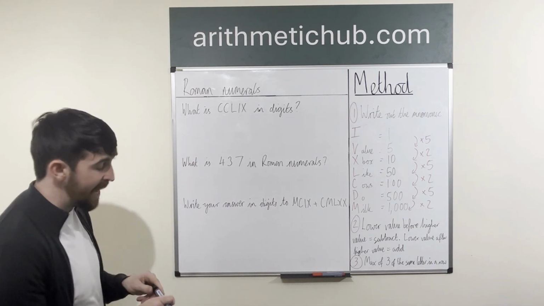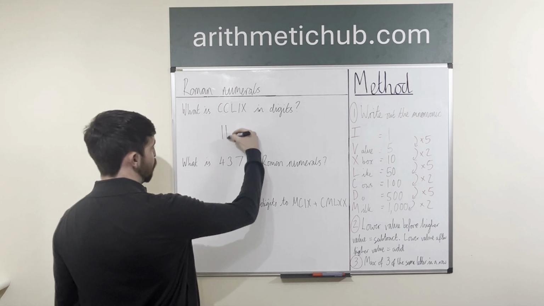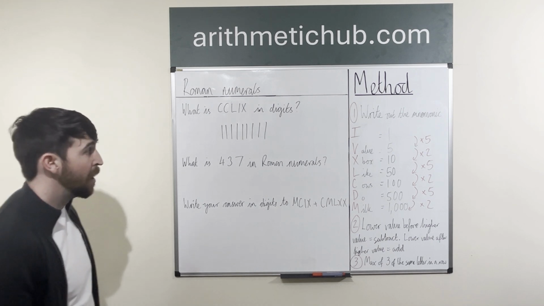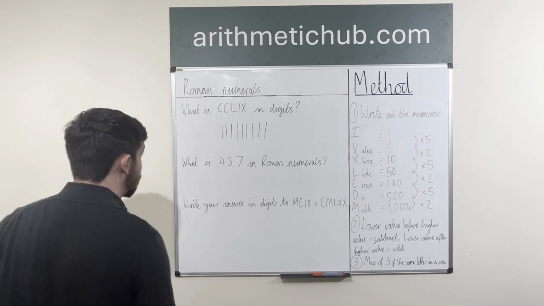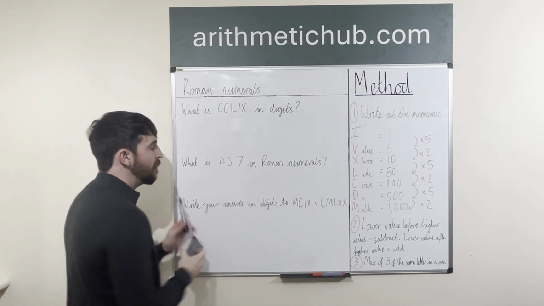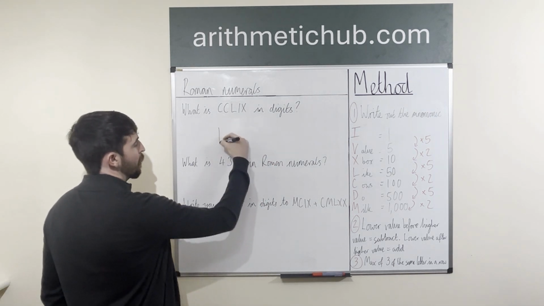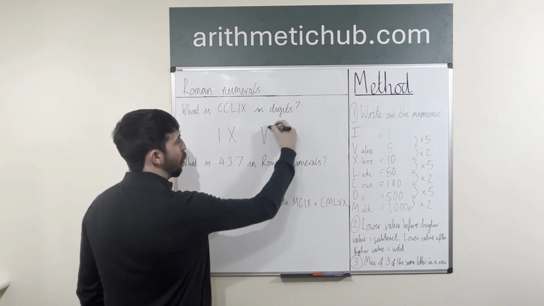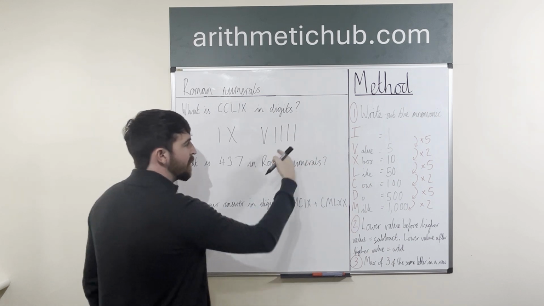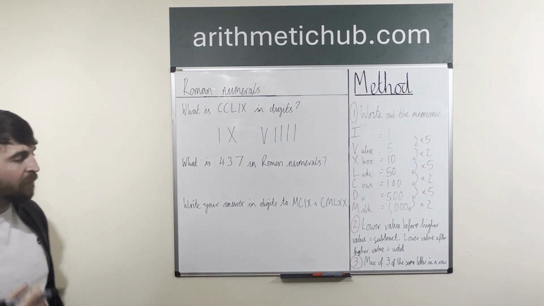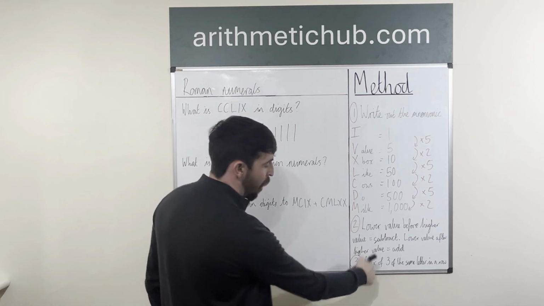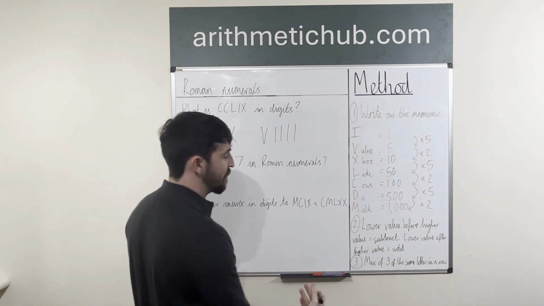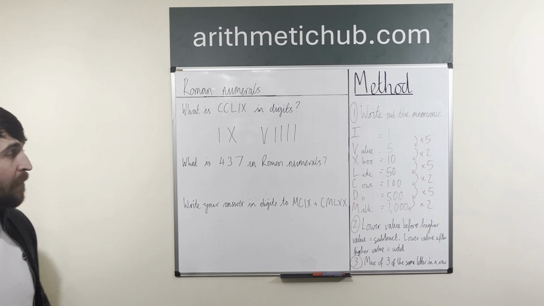So we couldn't make 9 in Roman numerals like this. 1, 2, 3, 4, 5, 6, 7, 8, 9. It doesn't work like that, okay? So the way we would make 9 is we would say one of these two. We would say IX, 1 before 10, or VIII. And then we would look at it and we would think, right, does this fit what I know about this here? Well, the third part of this method says there's a maximum of 3 of the same letters in a row.